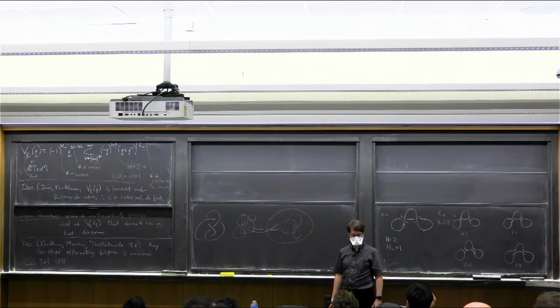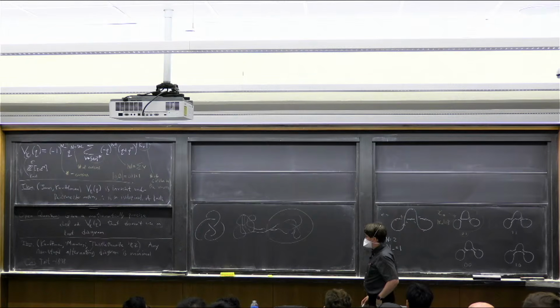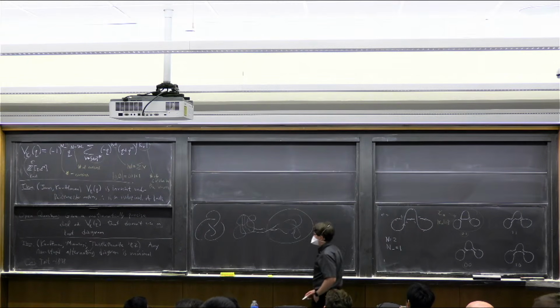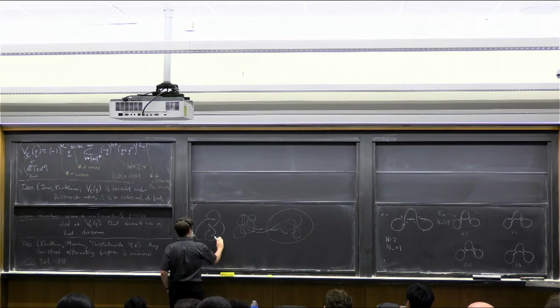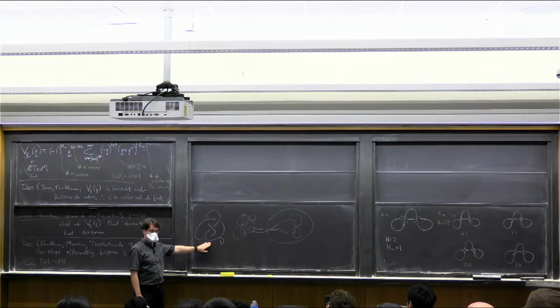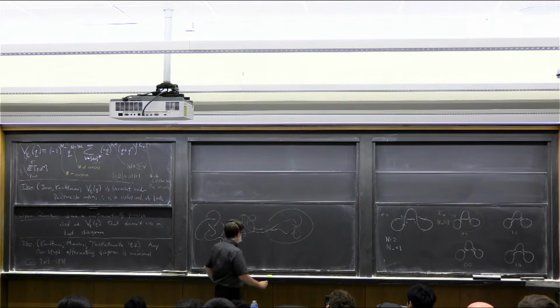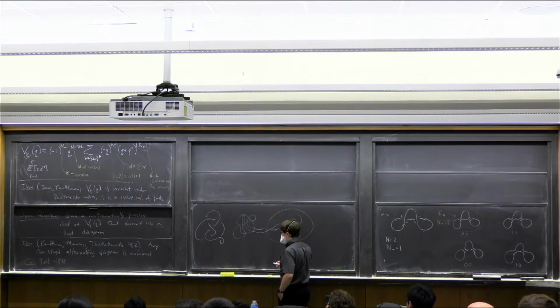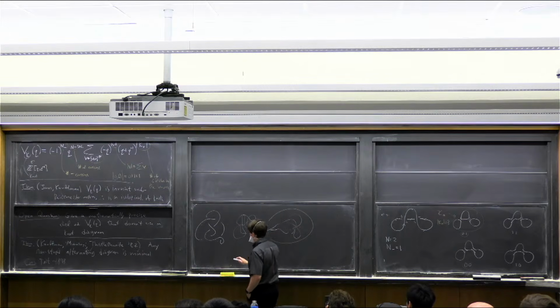Can you give an example of a non-alternating diagram? I can give you both a non-alternating diagram and a knot that doesn't have any alternating diagram. I can make this one non-alternating by just adding a little kink to it. So here's a non-alternating diagram for a knot that has an alternating diagram. Many knots also don't have alternating diagrams at all. The one easy one to write down is the 3-4 torus knot.